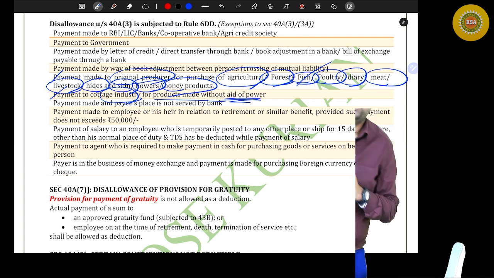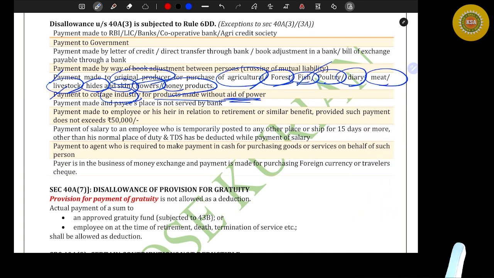Okay. So, listen, you are making a payment. You are buying your products from a cottage industry who are making that product without the aid of power. You can make payment in any mode. That means if the payee is a cottage industry who is not using electricity to manufacture products, you can make the payment in any mode. Are you with me? Moving on to the next one.